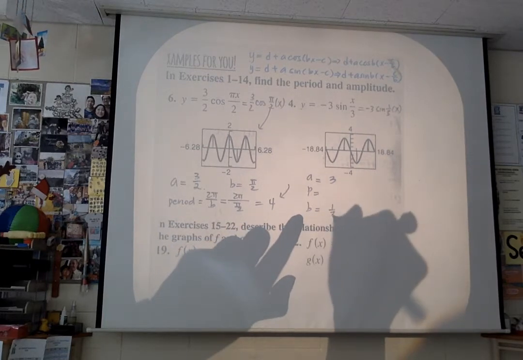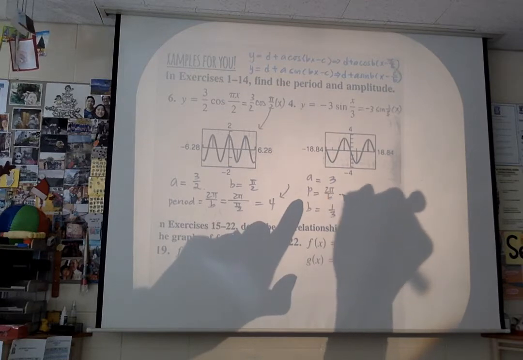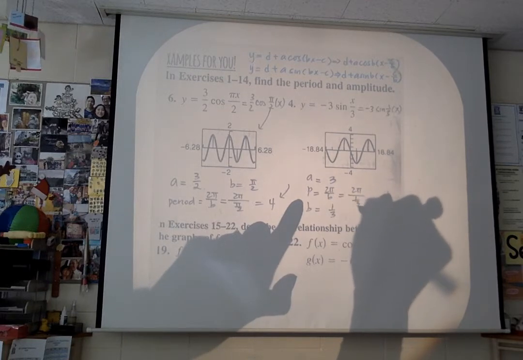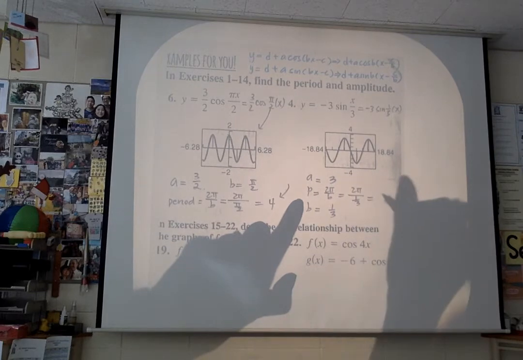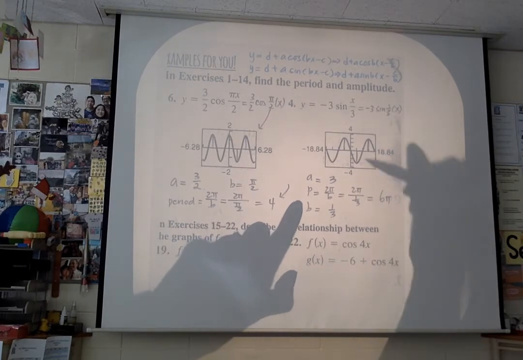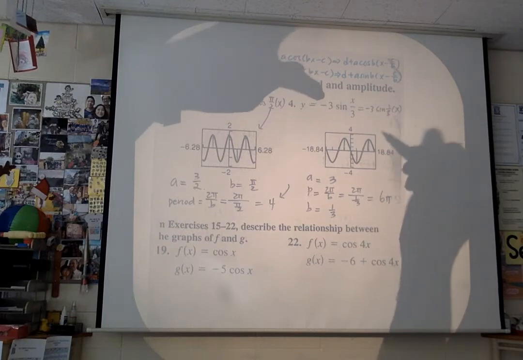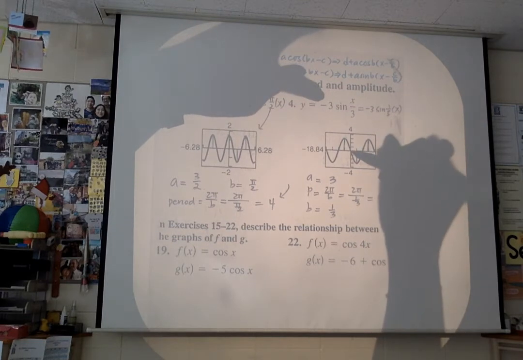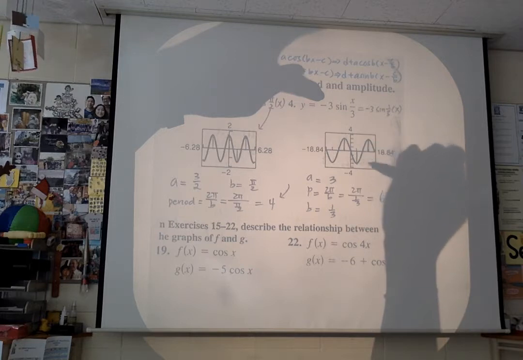Here, b is 1/3. Our period is always going to be 2 pi over b. So what's b? It's 1/3. That means our period is going to be, you're right, 6 pi. That means this cycle, oh, you guys, also, it's a negative sign. That means it starts at 0, but it goes down first. Earlier, it went up first, right, in the example that we had. But that's the only thing that the negative will tell us to do.